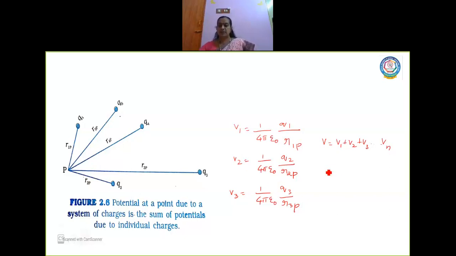So when I sum up, I will have 1 by 4 pi epsilon naught common, children. I will take 1 by 4 pi epsilon naught common outside, and inside you have q1 by r1P plus q2 by r2P up to qn by rnP. So this is how you will find the total potential. Is it clear, children? Is it clear?